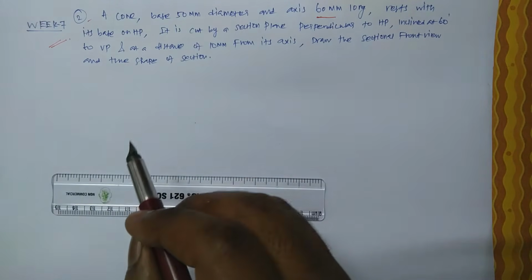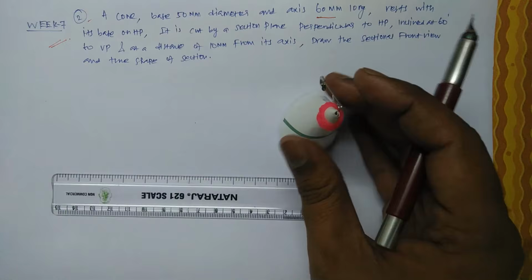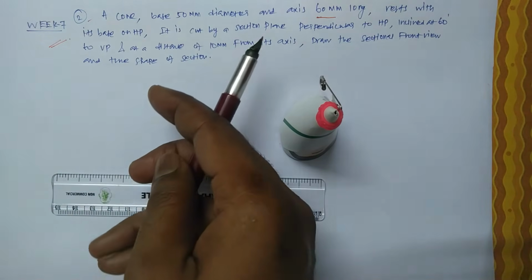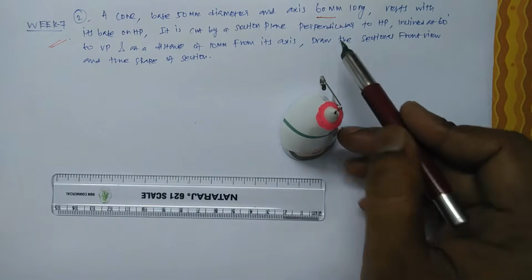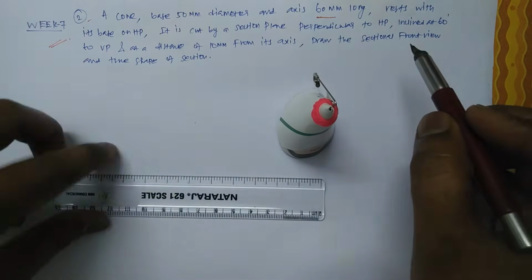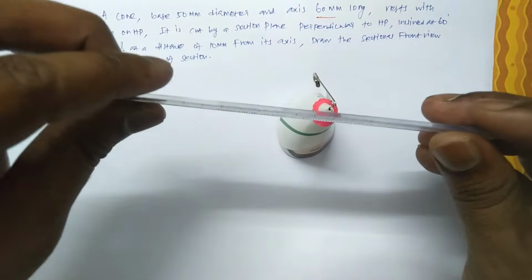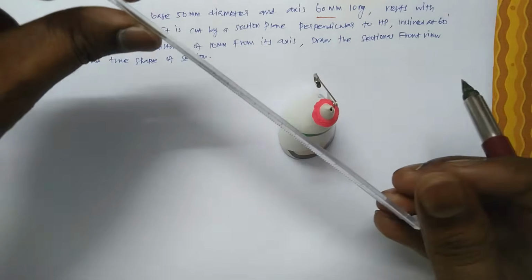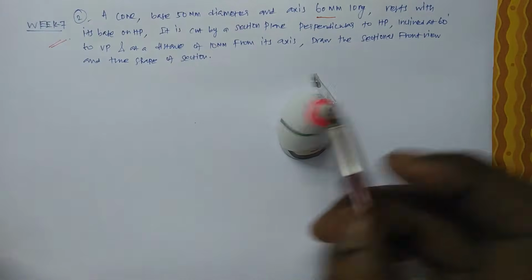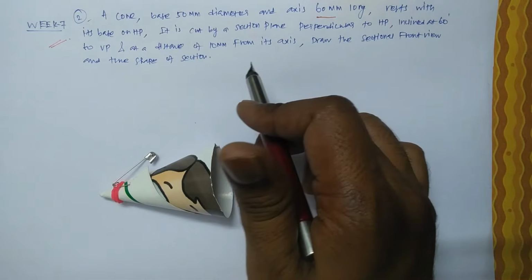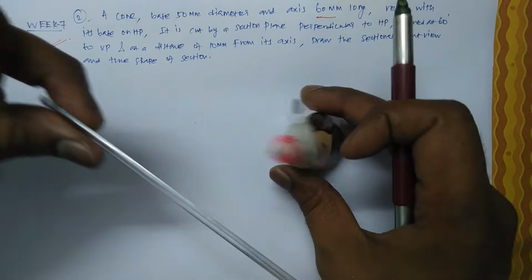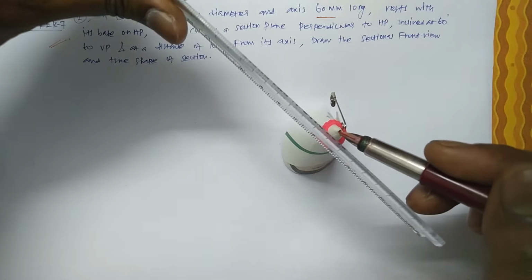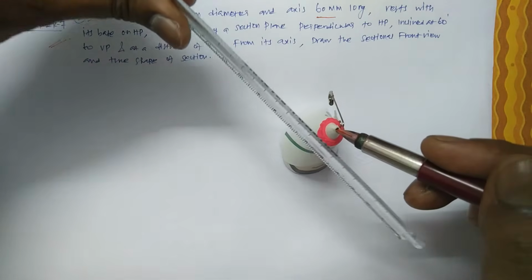So the cone rests with its base on HP and is cut by a sectional plane perpendicular to HP. So now you are cutting like this, inclined at 60 degrees, like that you are cutting. Where are you cutting? At a distance of 10 mm from its axis. The center is an axis. From here 10 mm you just leave, and you cut at 60 degrees.